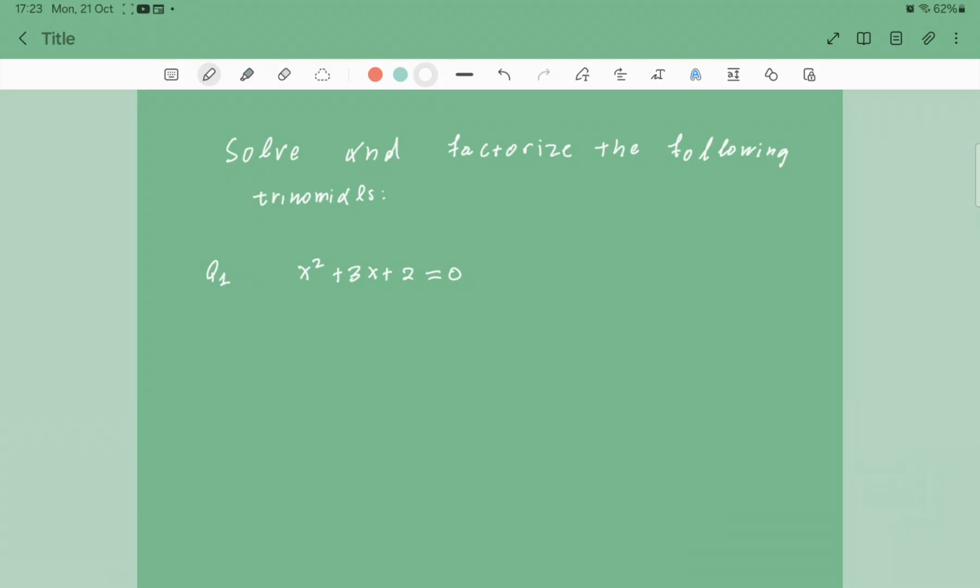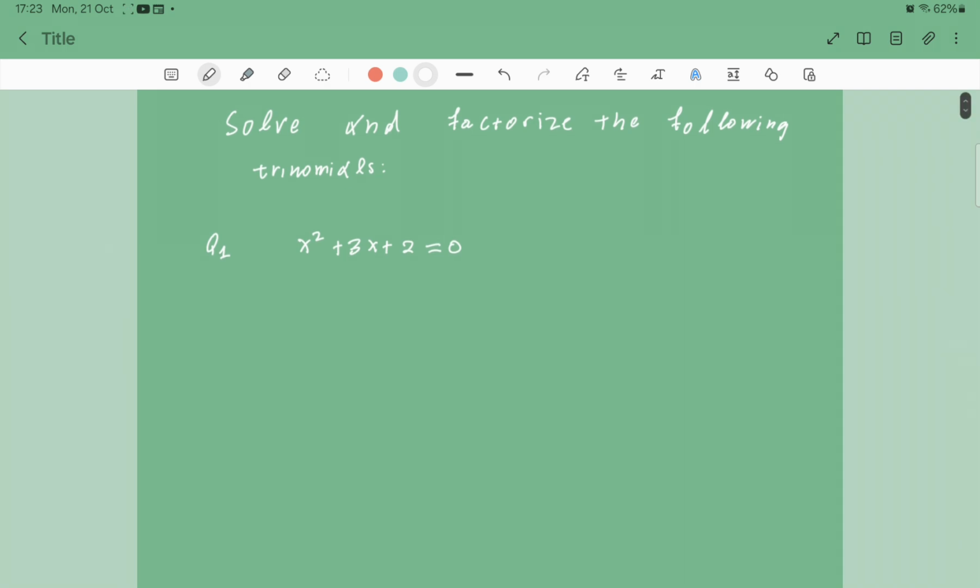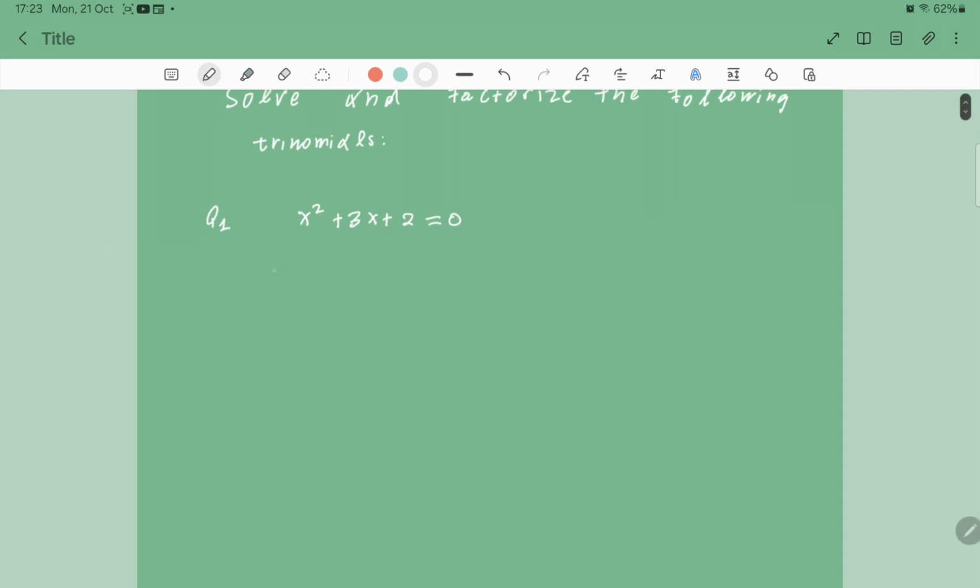In this video we are going to solve and factorize trinomials, which means factorize polynomials of degree 2. Let's go to the first one. First we have to find the discriminant, which is b squared minus 4ac. That means 3 squared minus 4 times 1 times 2. That is equal to 1.